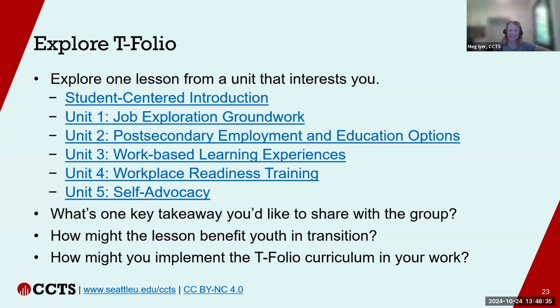Yeah, I love that, Dawn, especially bringing in others on the IEP team and others on the school team, remembering that all students are general education students first. And so getting those counselors to help with it too. In Washington State, we have a high school and beyond plan that's for all students. And the T-Folio curriculum really works in tandem with that as we're braiding together the high school and beyond plan and the IEP transition plan.